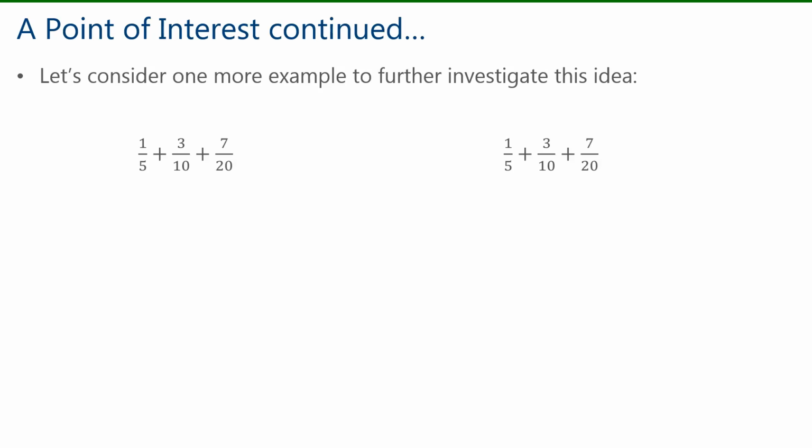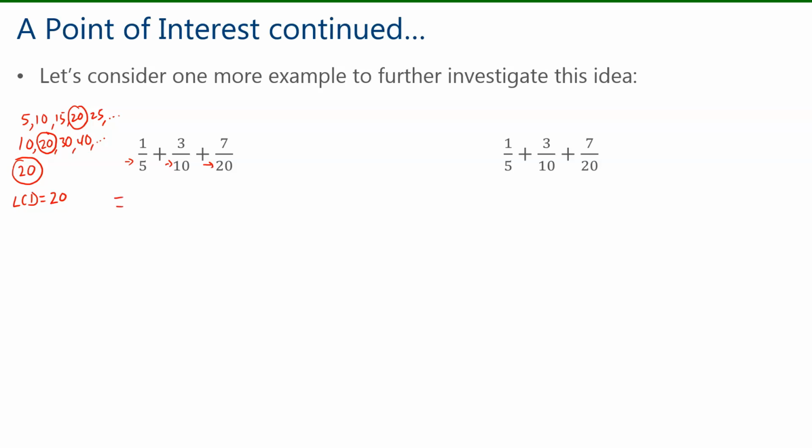Let's go the LCD route for the first simplifying. So I have a 5, 10, and a 20. If I list my multiples of 5: 5, 10, 15, 20, 25, and I could continue on. My multiples of 10: 10, 20, 30, 40, and I could continue on. And I don't need to list any multiples of 20 because already, look, except for the 20 itself, I have a 20, a 20, and a 20. So the LCD is 20.